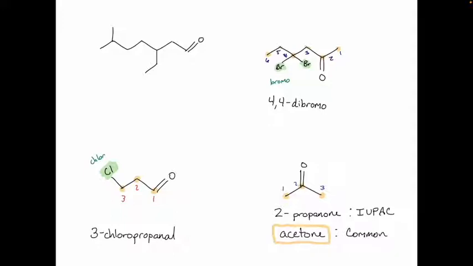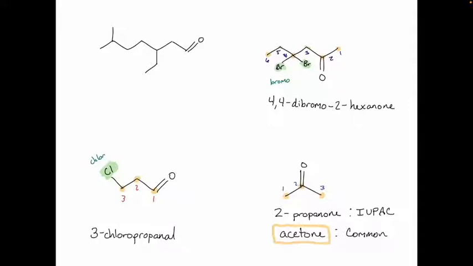So 4,4-dibromo 2-hexanone. Right, because this was 4,4-dibromo, but it could have been 4,3-dibromo, right? So even though they're on the same carbon, we need to put both of those numbers.